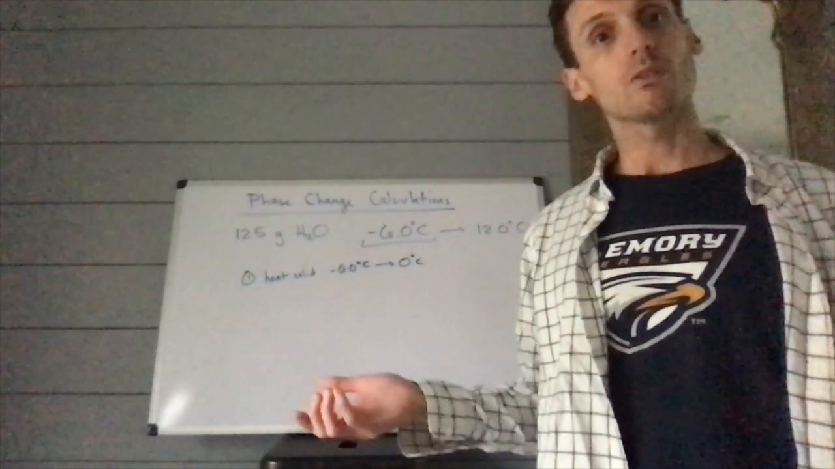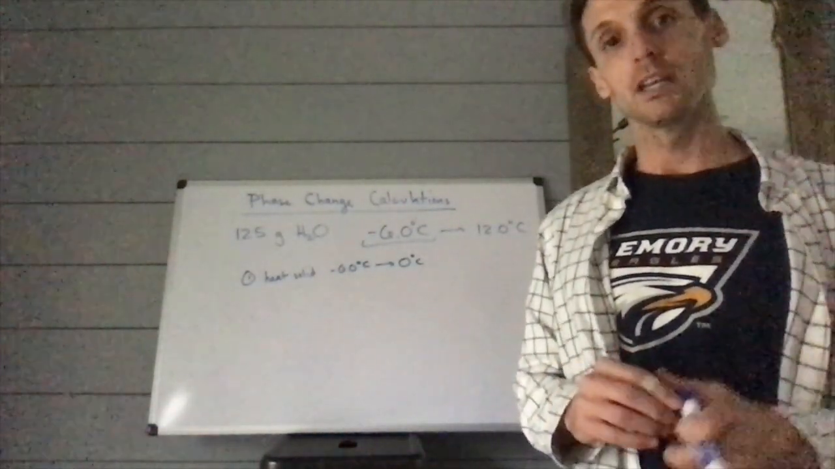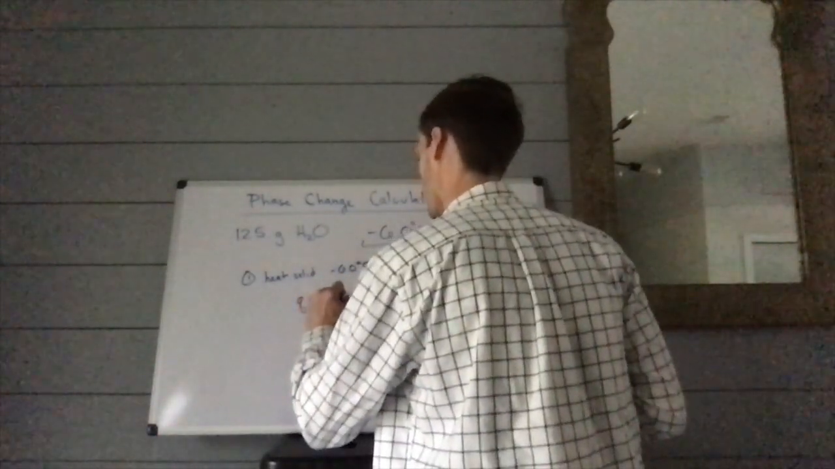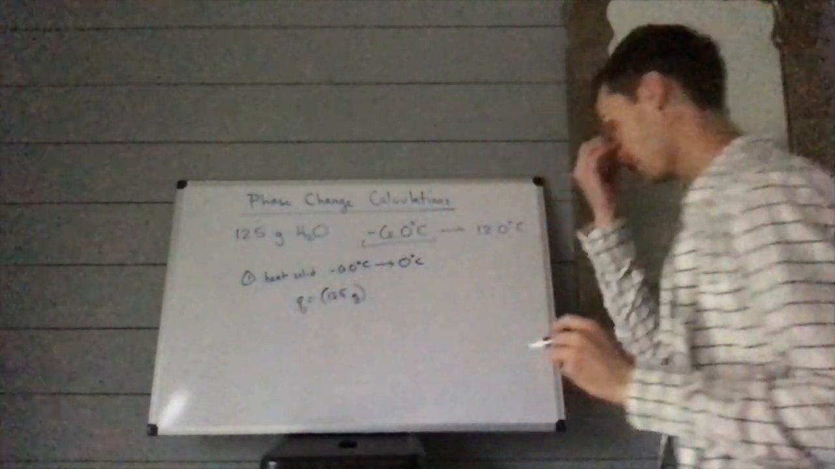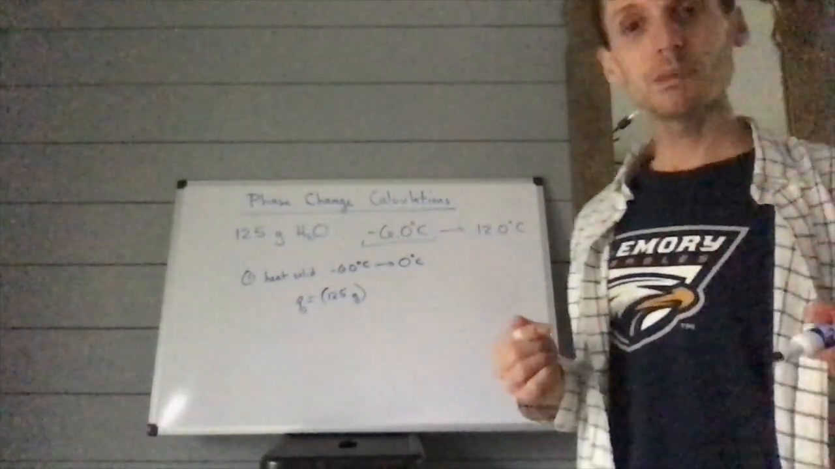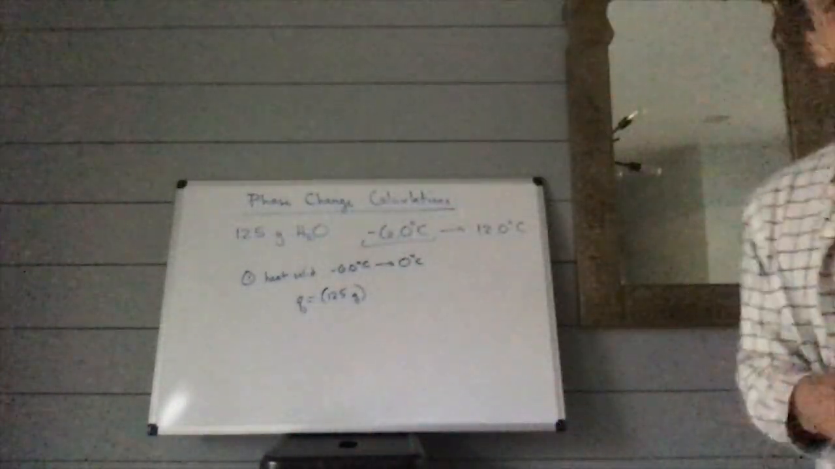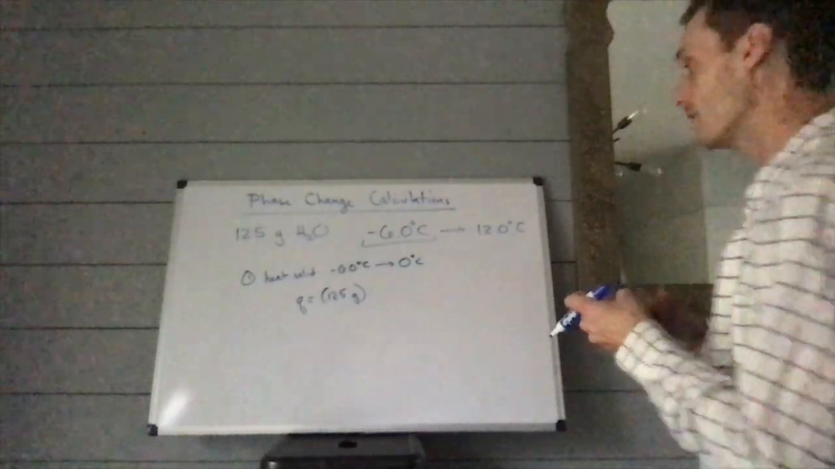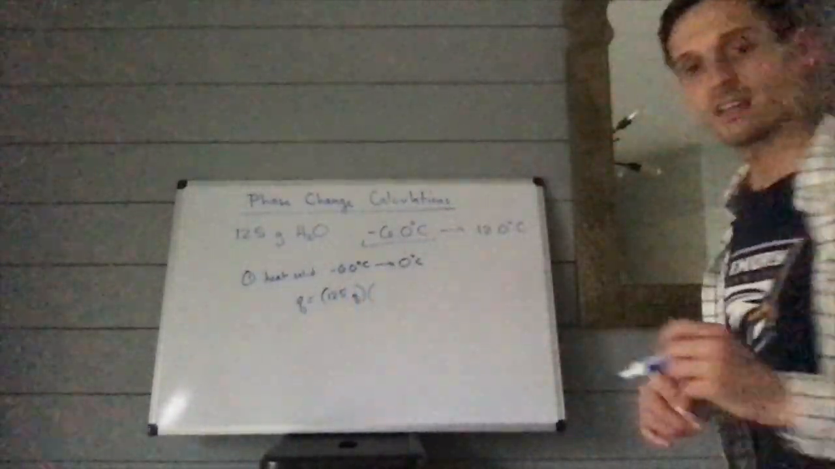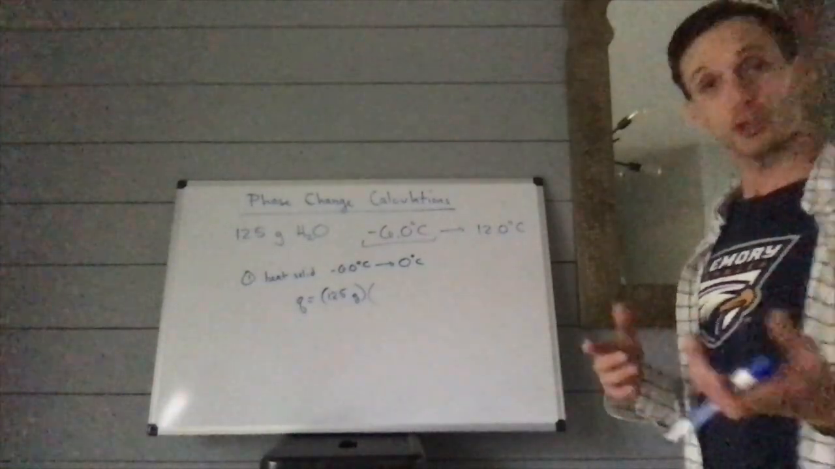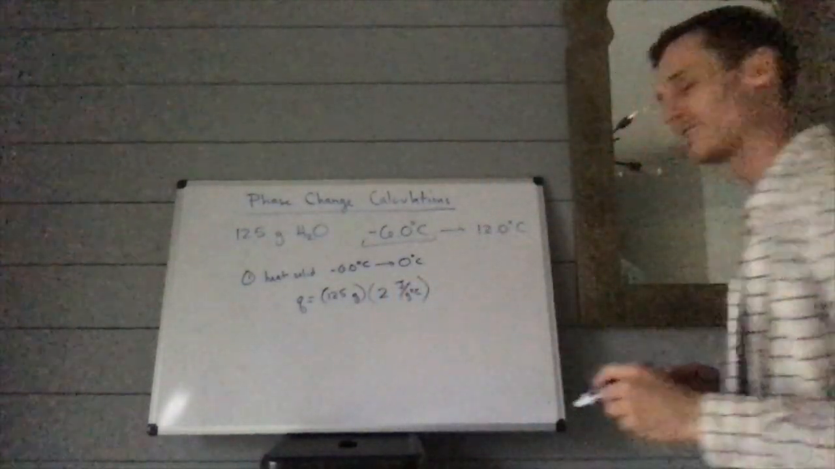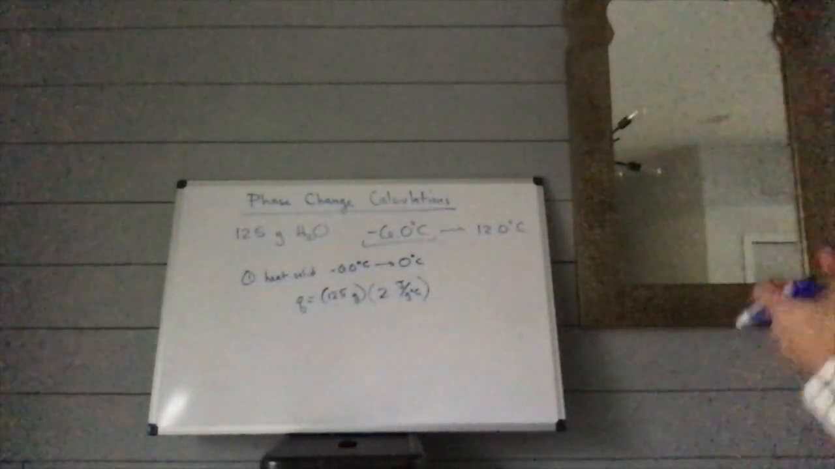So what are we going to use in order to calculate how much heat is required to do this? Q equals M times C times delta T. Okay, so Q equals M, our mass is 125 grams. Our C, now C is going to be a little different because each state actually has its own heat capacity. The heat capacity for solid ice, I'm just gonna approximate it. It's about 2 joules per gram degree Celsius. It's a little over that, but we'll just use 2 for the sake of simplicity.